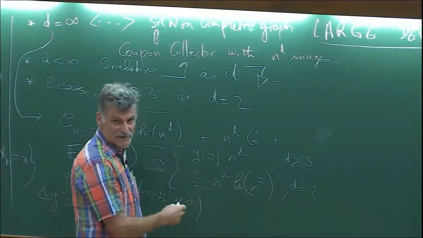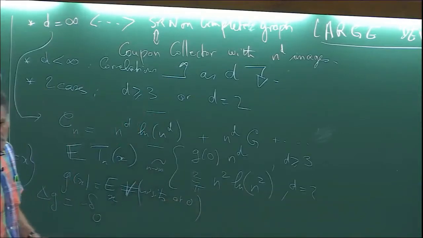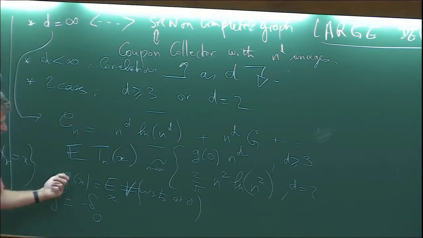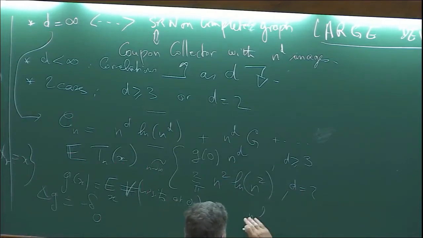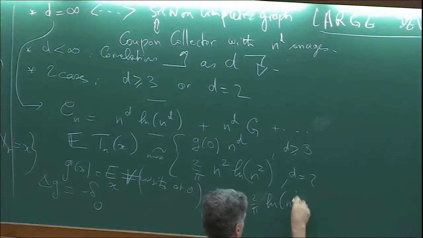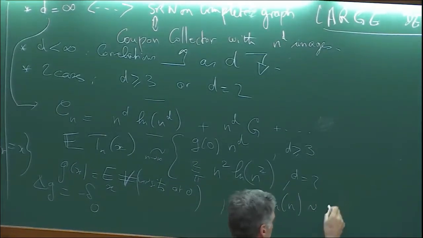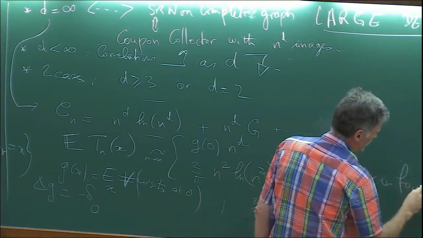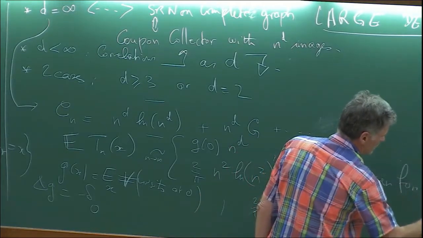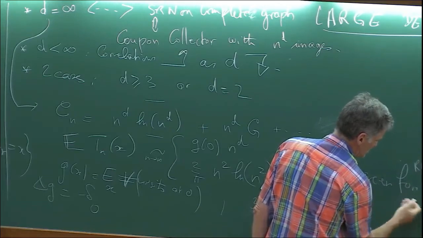So what is the extra factor which is coming here? The 2 over pi times log of the cardinality of the state space, n squared, is just the value of the Green function at point zero for the random walk killed when you reach far distance n. So to understand the last line, you have to understand that the 2 over pi log n is just an equivalent of g_n(0), where this is again the Green function for the random walk killed at distance n.